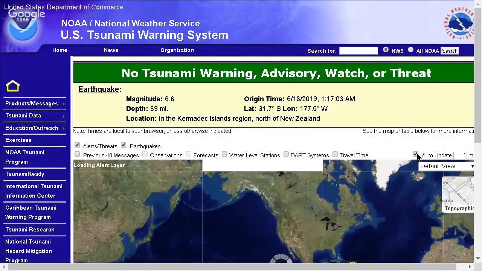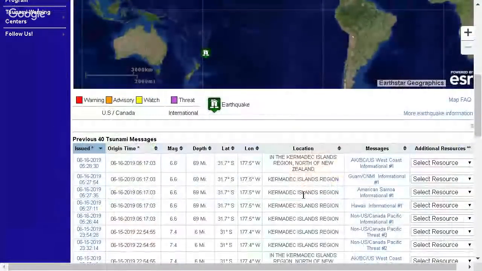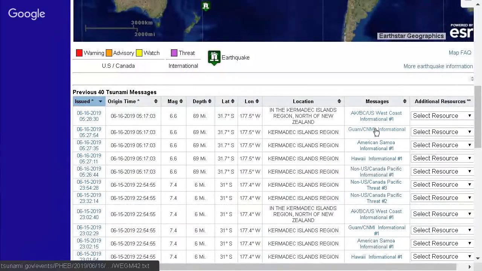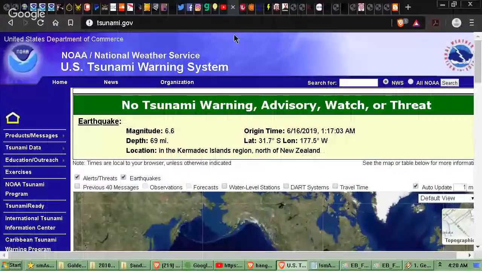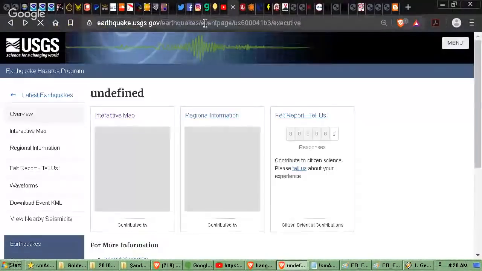I read earlier that no tsunamis were generated. Anyway, check out tsunami.gov if you want to monitor tsunamis. We really don't have time as we are running late.